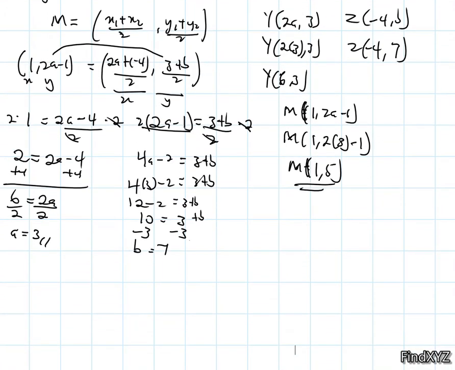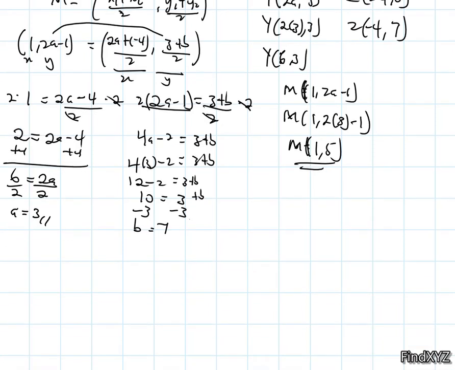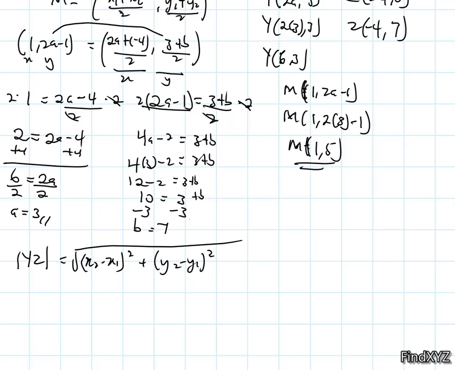The second part, we are tasked to find the magnitude of YZ, which is given by the square root of (x2 minus x1) all squared plus (y2 minus y1) all squared. So we need the points Y and Z. Let's bring them here. So Y is (6, 3). Then Z is (negative 4, 7). It is always easy to label your points for identification. So let's label this x1, y1, and then x2, y2.